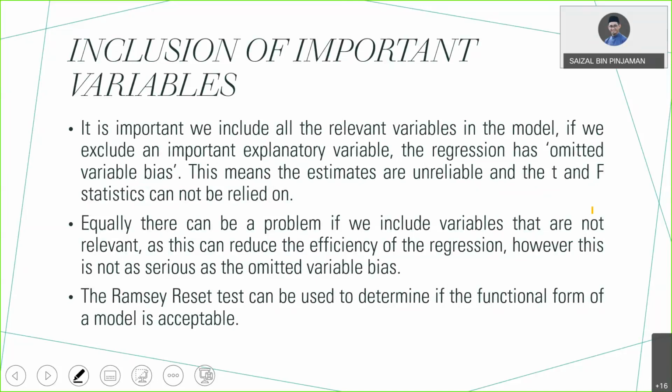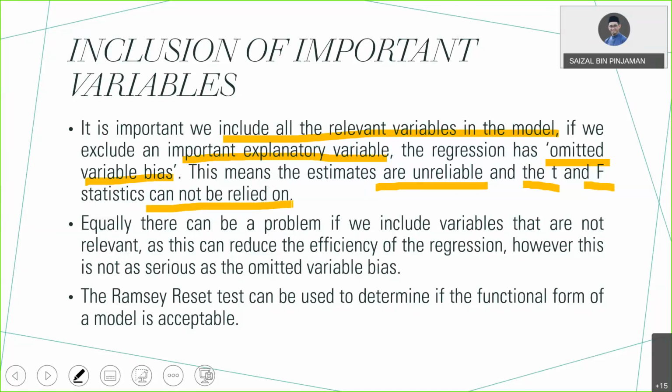So here you can see, based on the slide, it is important for us to include all the relevant variables in the model. Otherwise, we may suffer from problems such as serial correlation. Because if we exclude an important explanatory variable, then the regression has what we call omitted variable bias, which may lead to problems like serial correlation and heteroscedasticity. So this means that the estimates are unreliable and that the t-test as well as the f-test, or f-statistics and t-statistic, cannot be relied on.